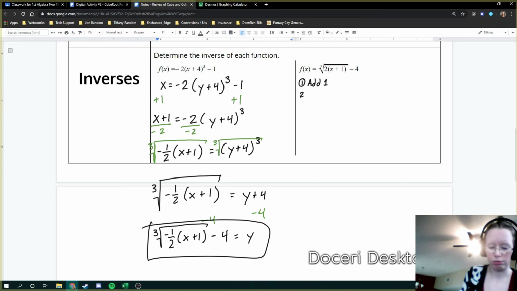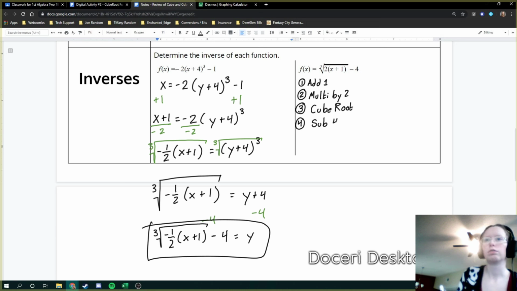The next thing that happened was it was multiply by 2. Then it was cube rooted. And lastly, it was subtract 4. So now I'm going to figure out the opposite of each of these statements. So subtract 1, divide by 2, cube, and add 4. Opposite operations in the opposite order.